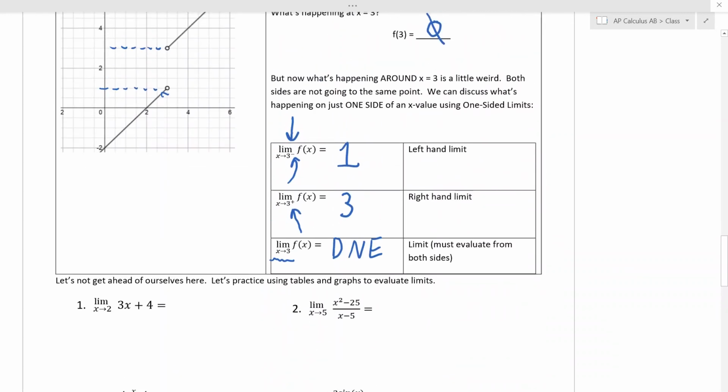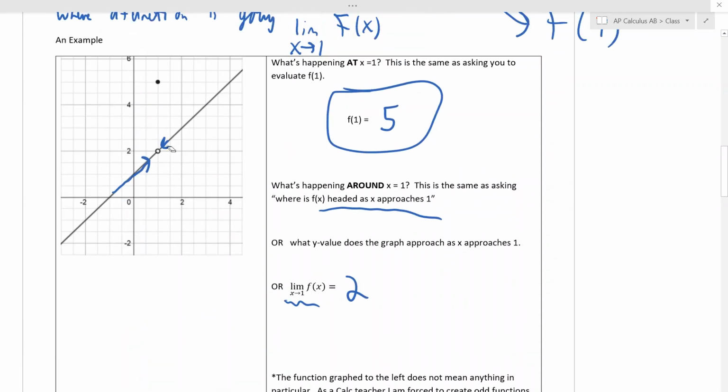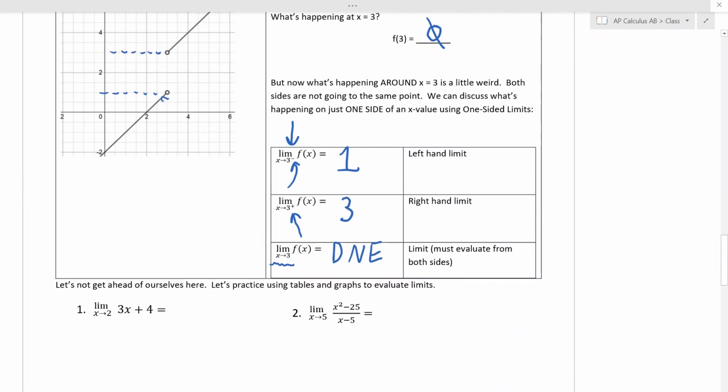Okay, so look, that's different than what happened way up here. Here, there's a hole there, right? There's a point way up here, but both sides are approaching that y value of 2. So the limit was 2. Because I'm checking both sides, they're both going to 2. Down here, both sides are going different places. So the left-hand limit exists, it's 1. The right-hand limit exists, it's 3. But because they're not the same, the limit at 3 is DNE.